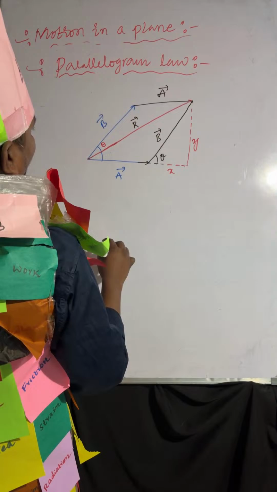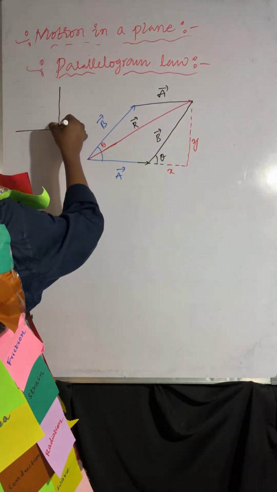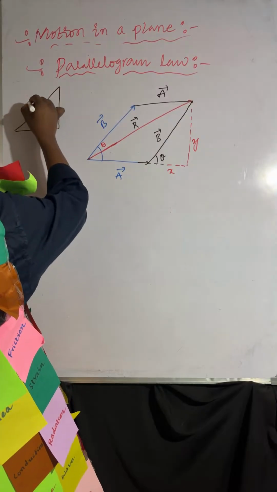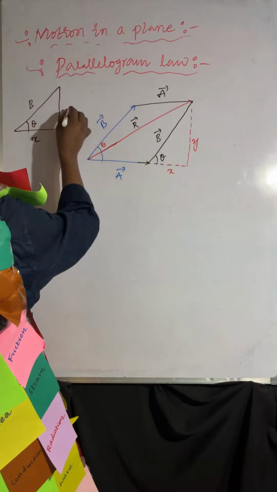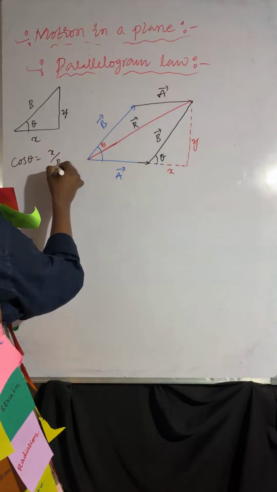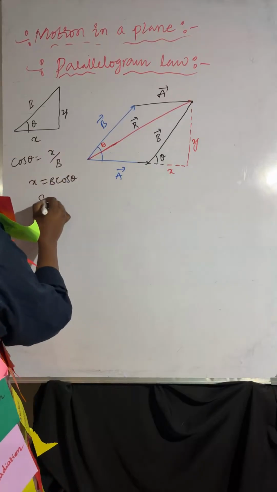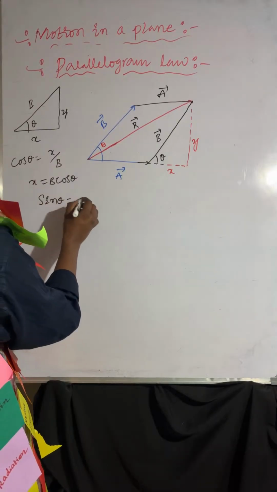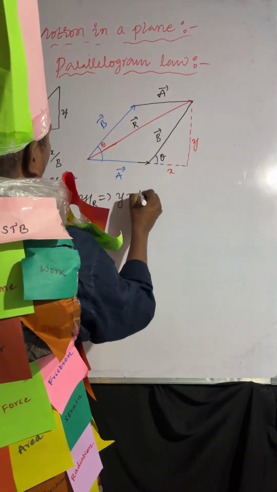Now I am taking this right angle triangle. Cos theta formula is adjacent side by hypotenuse, so x equals B cos theta. And sin theta is y by B, so y equals B sin theta.